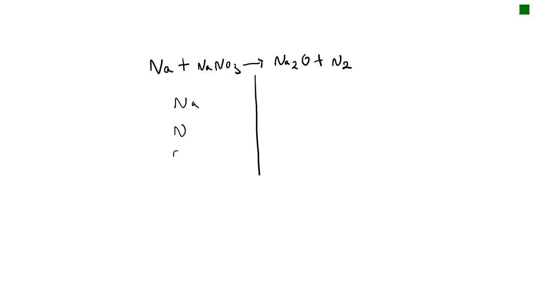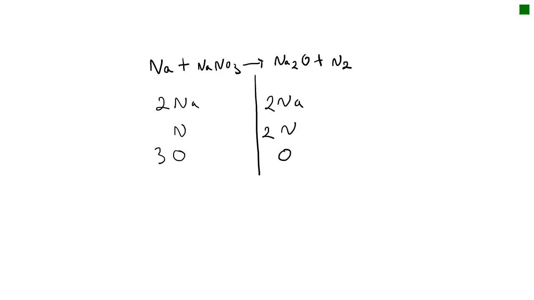Things rearrange themselves, so it's going to be a bit of a tricky one to balance. We've got sodium, nitrogen, and oxygen. One sodium, actually 2 sodium, so I'm going to put a 2 over here. We've got 1 nitrogen and 3 oxygens. On the other side, we've got 2 sodiums, 2 nitrogens, and 1 oxygen. So this is going to be a little tricky to balance, but let's see what we can do.